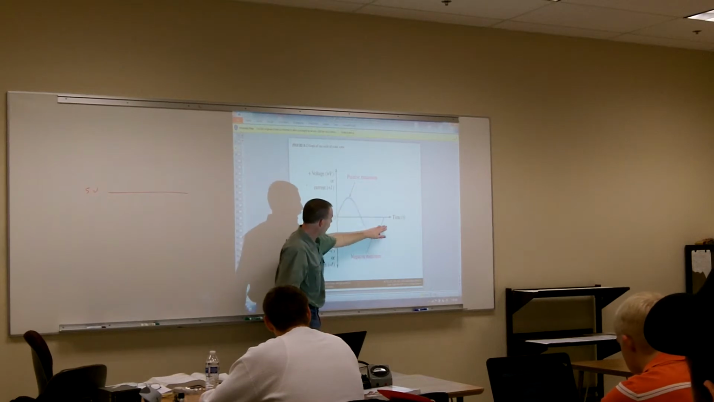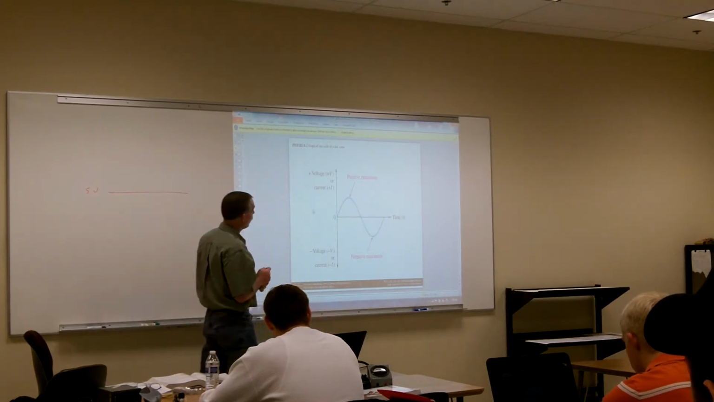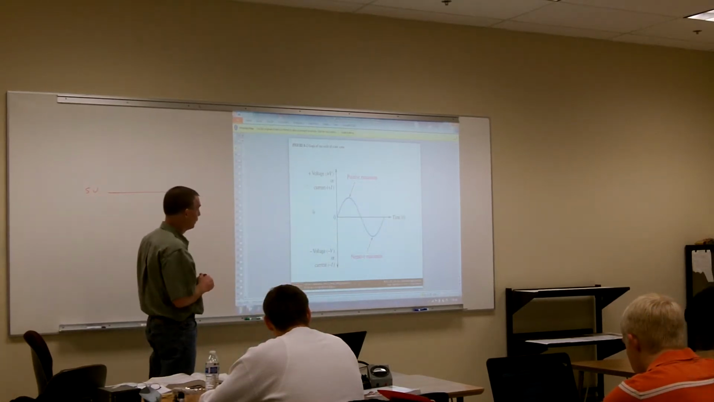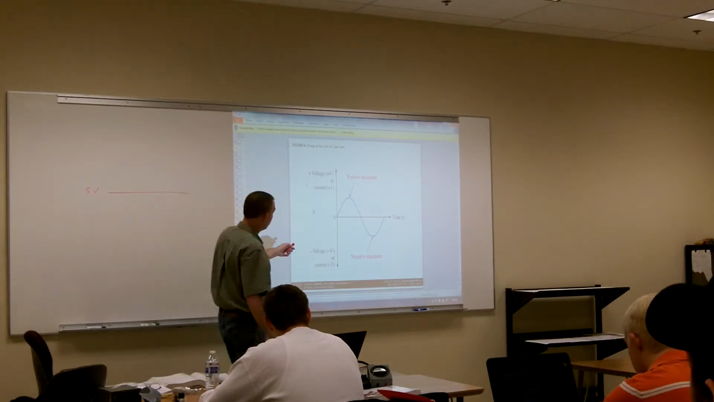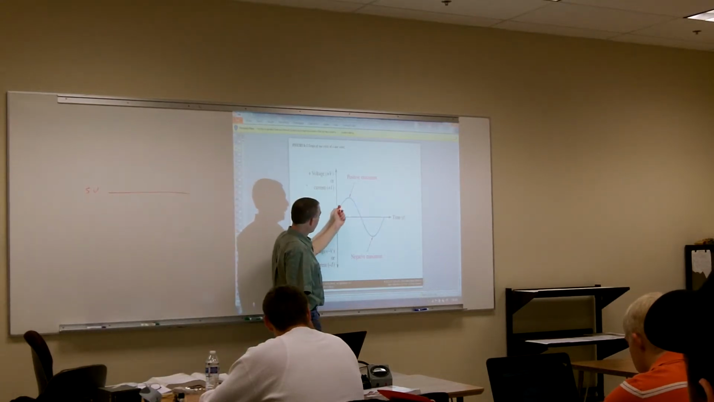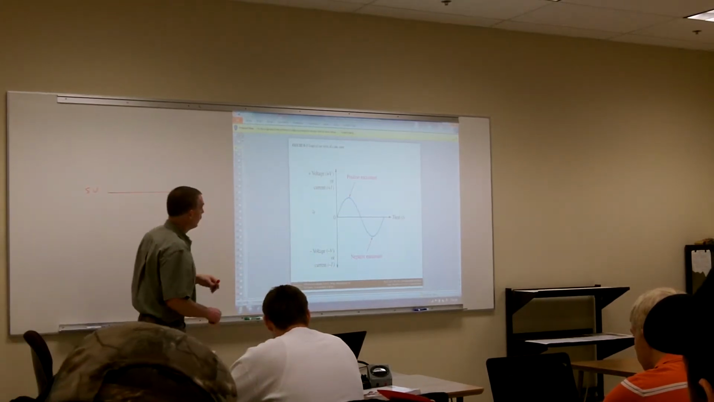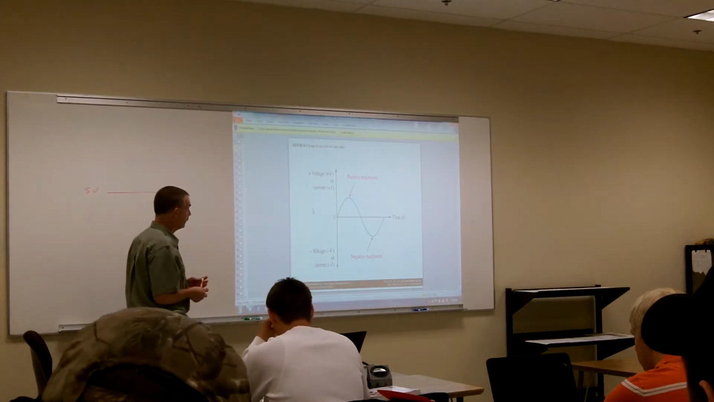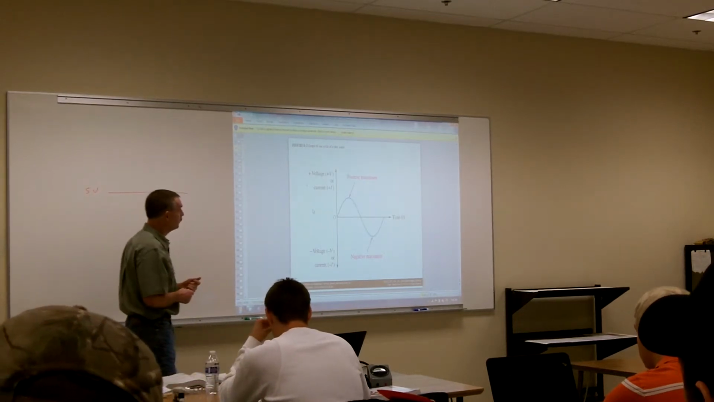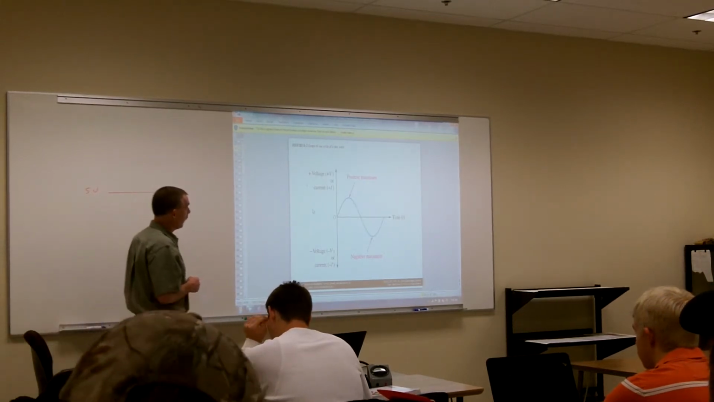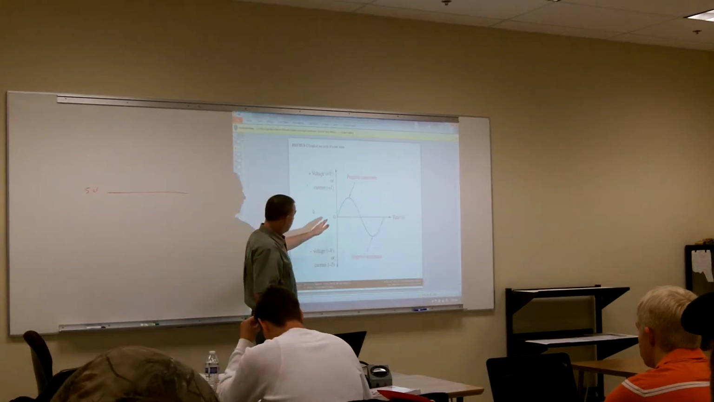Instead of being just a straight line, it's going to be a waveform. This is what we call a sine wave. There's many different types of waveforms that we're going to be working with. The sine wave is our most common one, but there's also square waves, triangle waves, sawtooth waveforms, all different types of waveforms.